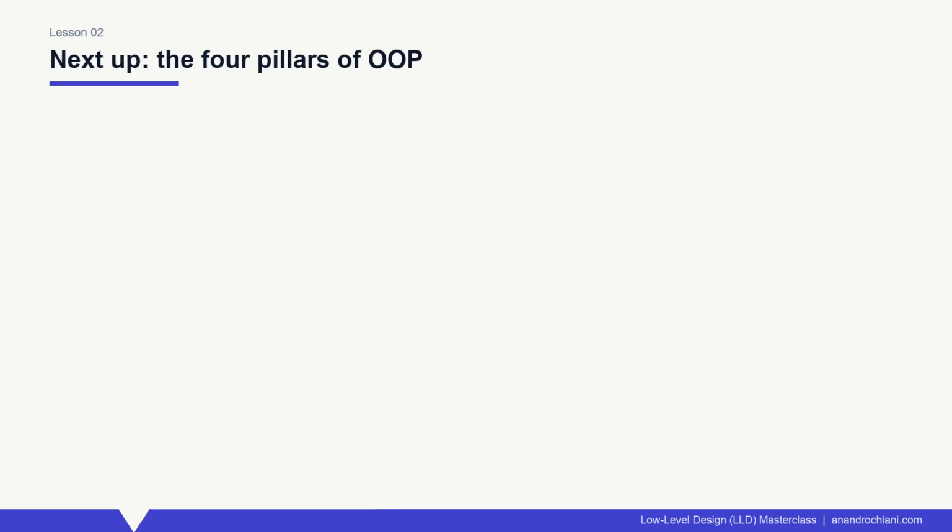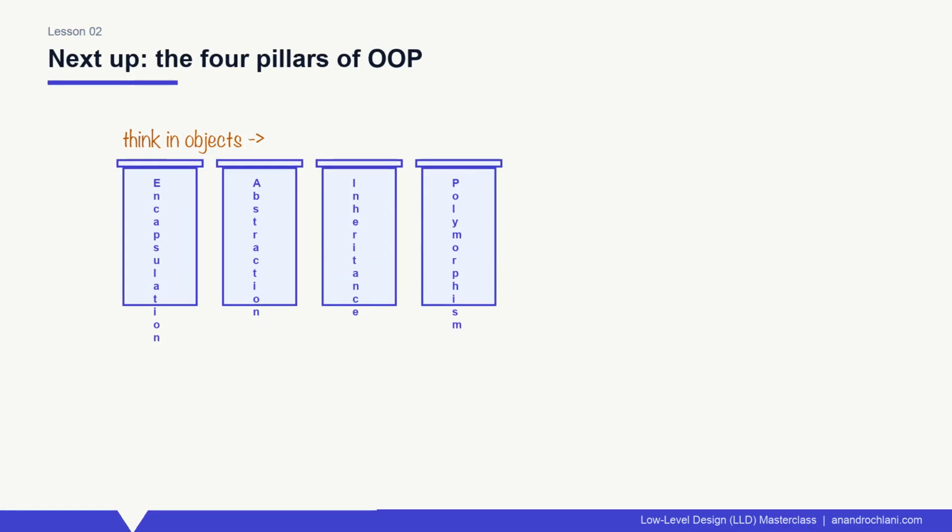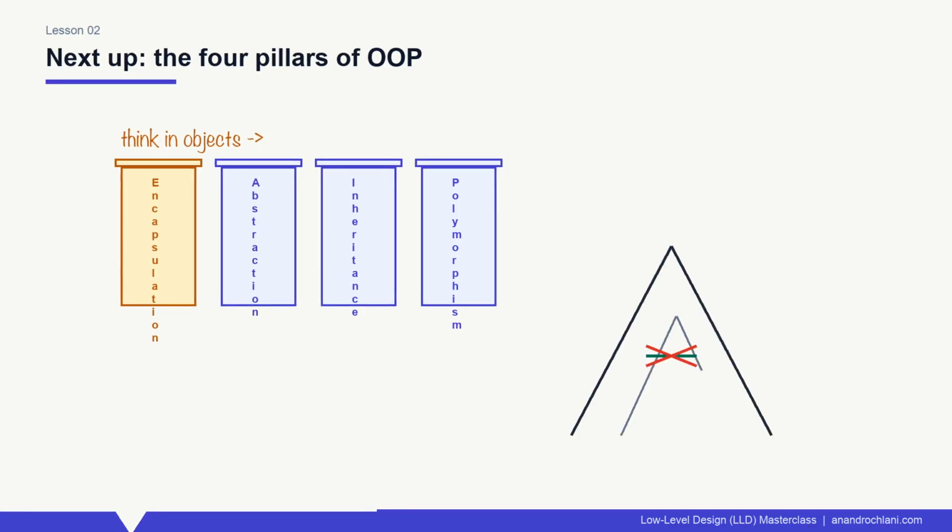To do low-level design well, you need to think in objects. And that means mastering the 4 pillars of object-oriented programming. Starting next lesson, we tackle the first one, and I will show you why exposing a public field is like removing the guardrails on a mountain road, where every bug and every bad value gets a straight path to corrupt your data.